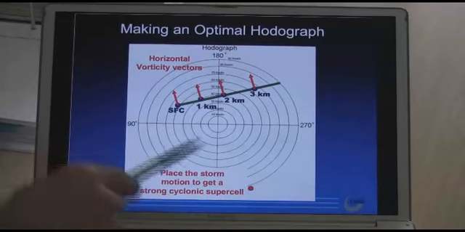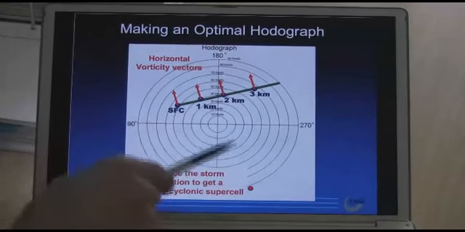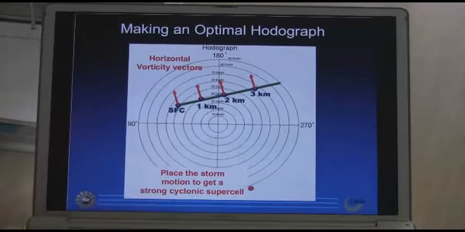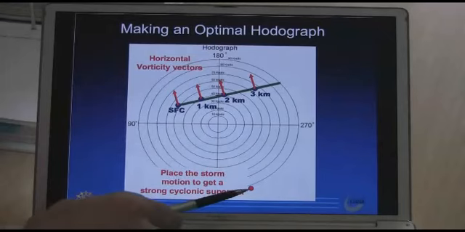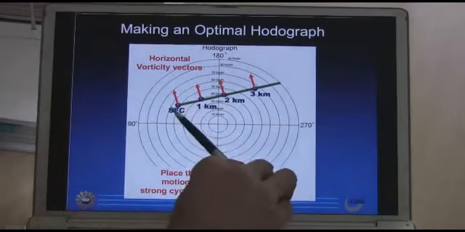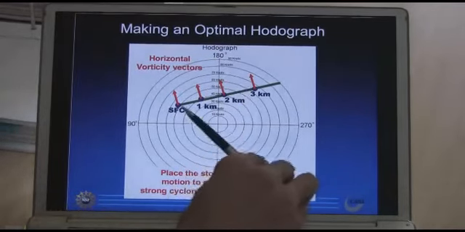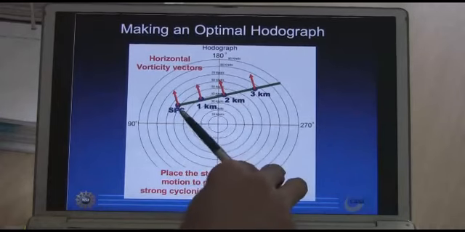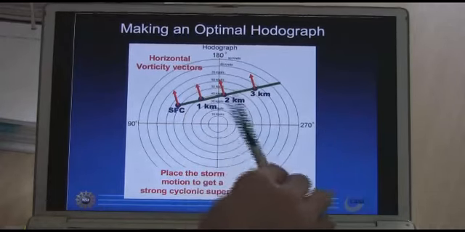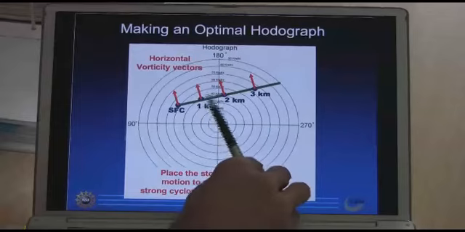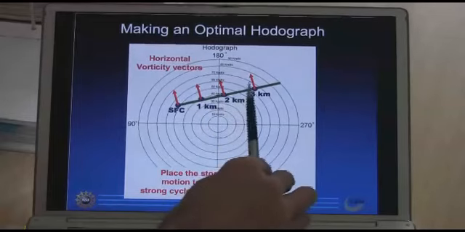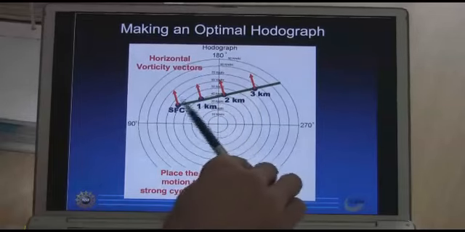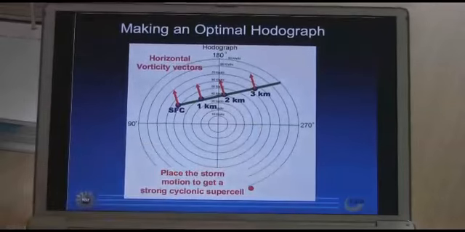But suppose storm motion were down here. Storm relative winds would be drawn from there back to the hodograph, right? So you're talking storm relative winds of 100 knots at every altitude. That's sort of silly. But you do see, if you do that, tremendous alignment between the storm relative wind vector at each of those altitudes, drawn from the storm motion vector back to the hodograph. Almost perfect parallel alignment between the storm relative wind vector and the horizontal vorticity vector.